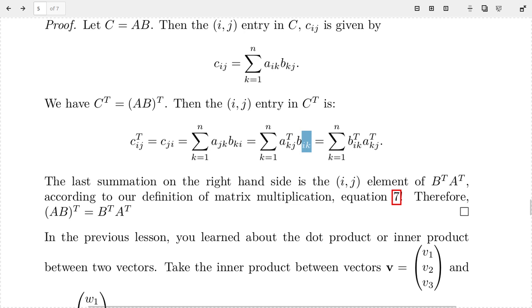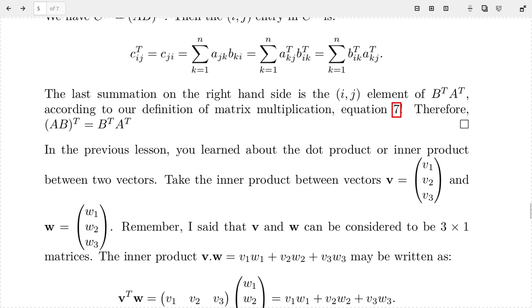Now this last summation you can write as the ij element of v transpose a transpose, right? So therefore you have ab transpose equals b transpose a transpose. Okay, so you've got that covered. The assignment actually asks you to prove something very similar with regards to inverses.